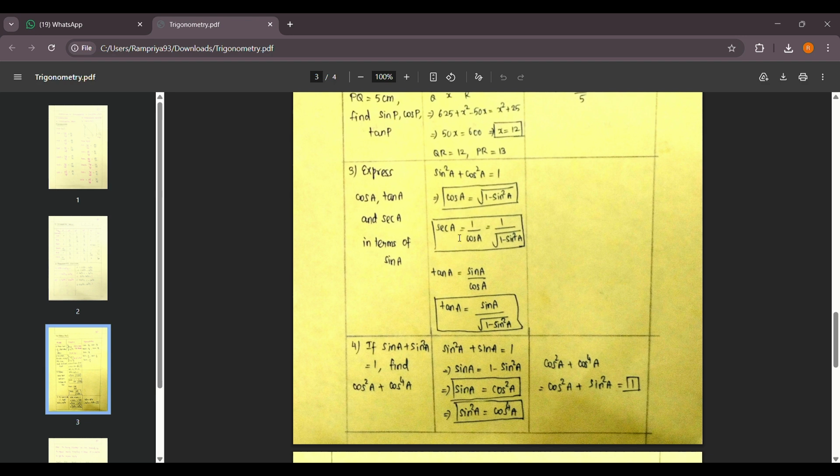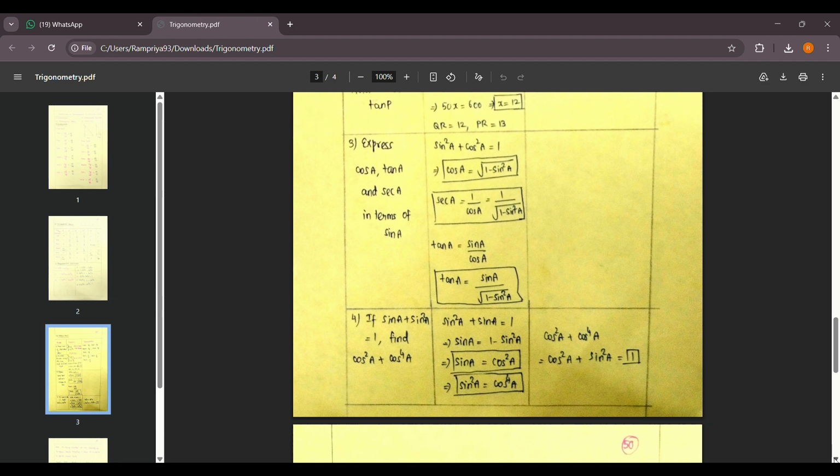And then secant A, from this you can find secant A, reciprocal of cos. So 1 by root of 1 minus sin square A. And then tan A is sin A by cos A. So already sin you are asked to express in terms of sin only. So tan A is sin A by root of 1 minus sin square A. Simple. You just substitute this value for cos A. So you can see you have expressed cos in terms of sin, similarly secant in terms of sin, and tan in terms of sin. So like this, they'll be asking you questions.